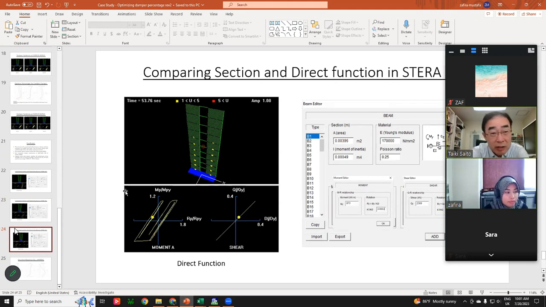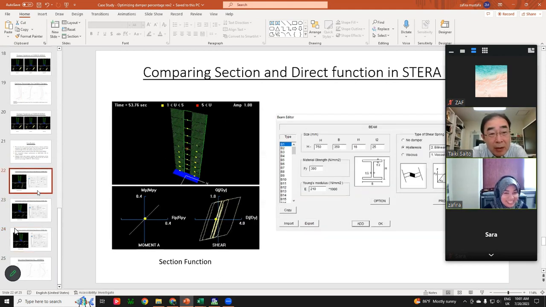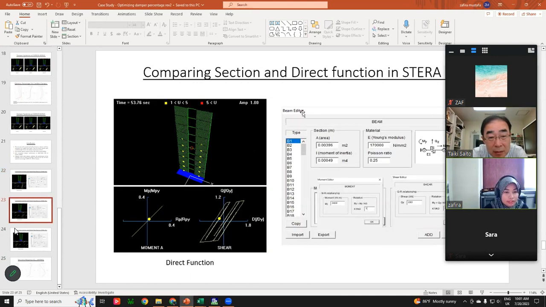Sorry, you are too fast. Could you start again? Okay, this is the section. The size that we choose is from the beam size, and then we change the properties of hysteresis. It's a hysteresis damper for just the spring. You compare this result with the direct function, the different input. So this one is from direct.